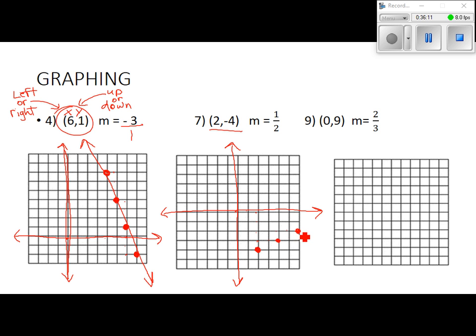What happens when we run out of space going that direction? Go down. Down 1 to the left 2. Make your line. Draw in your line.